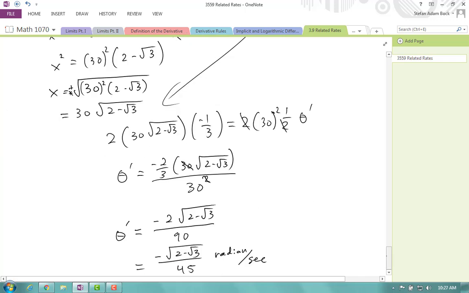The next video is going to be about approximation. We're going to use the derivative to approximate values to simplify our calculations a little bit.